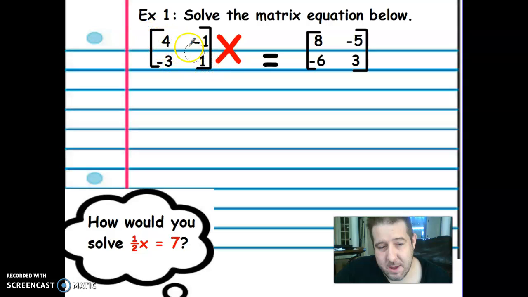We cross multiply here, so 4 times 1 is 4, and -3 times -1 is 3. I'm going to find the determinant by subtracting. 4 minus 3 means the determinant of A, I'm going to call this A, is 1.